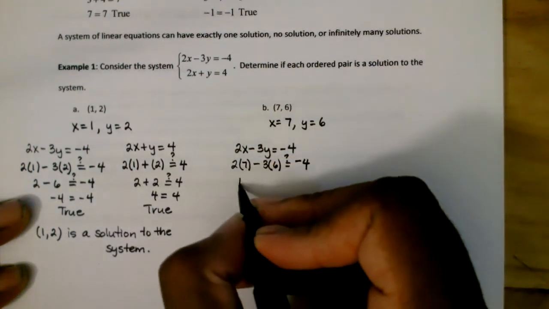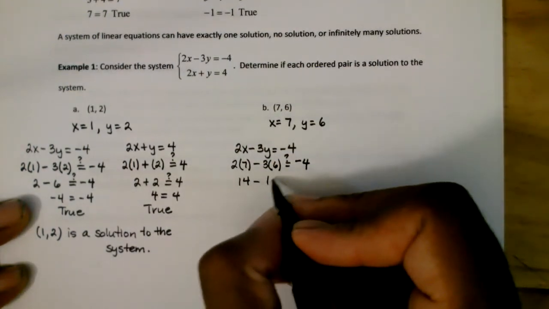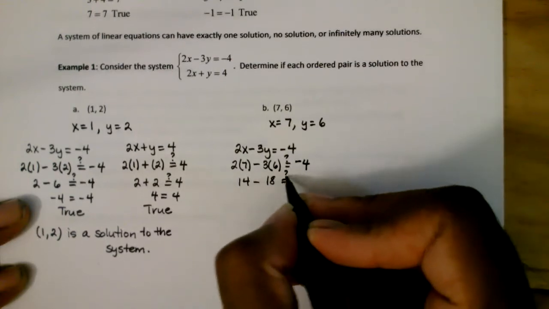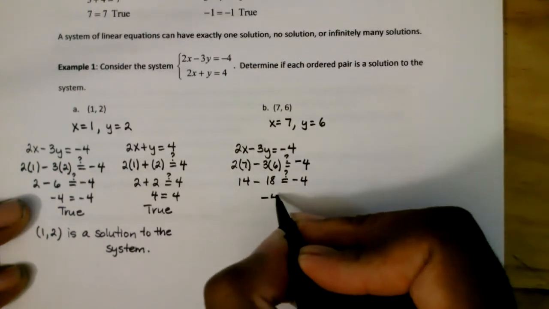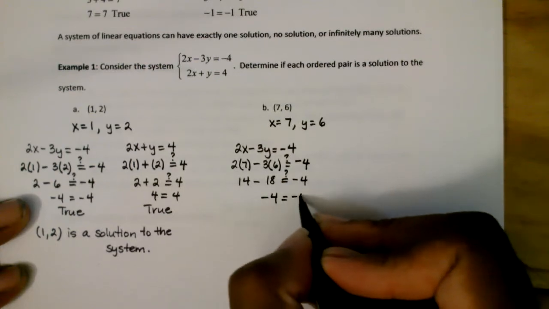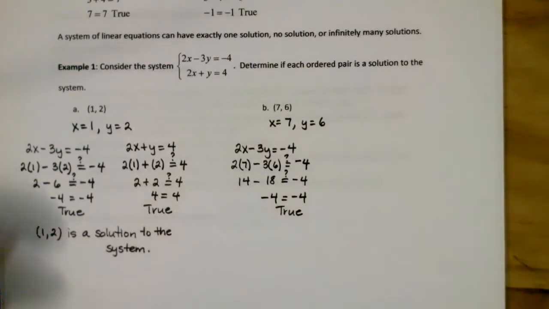Well, 2 times 7 is 14, minus 3 times 6, which is 18. I want to know if that's going to be equal to negative 4. Well, if I do 14 minus 18, I will get negative 4. And as you can see here, both sides are equal, so it is true for the first equation.